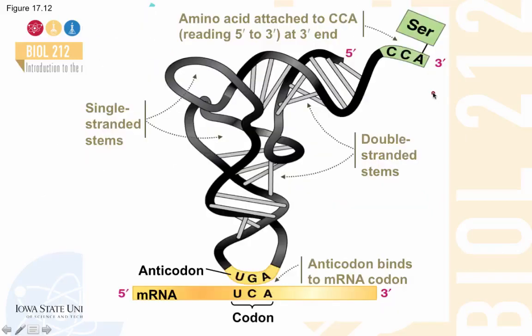So if we look at this image of a tRNA molecule, we can notice some unique characteristics, including its shape, which is in the form of an inverted L.